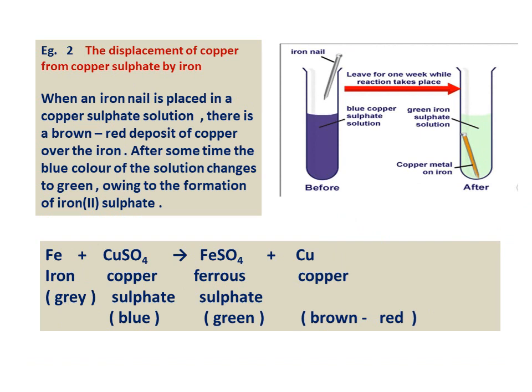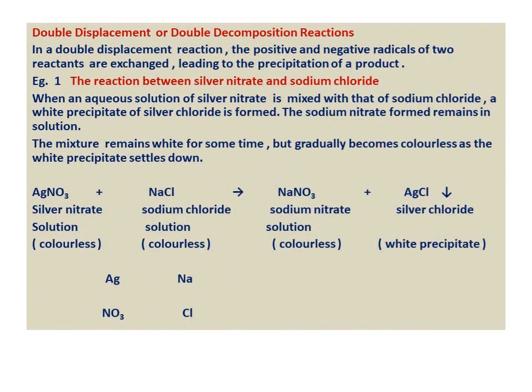When an iron nail is placed in a copper sulphate solution, there is a brown-red deposit of copper over the iron. After some time, the blue color of the solution changes to green owing to the formation of iron 2 sulphate. Fe plus CuSO4 gives FeSO4 plus Cu. Iron is grey, copper sulphate is blue, ferrous sulphate is green, and copper is brown-red.